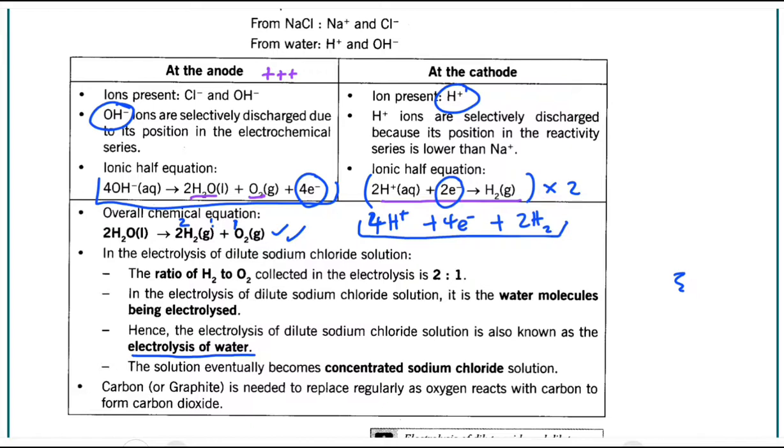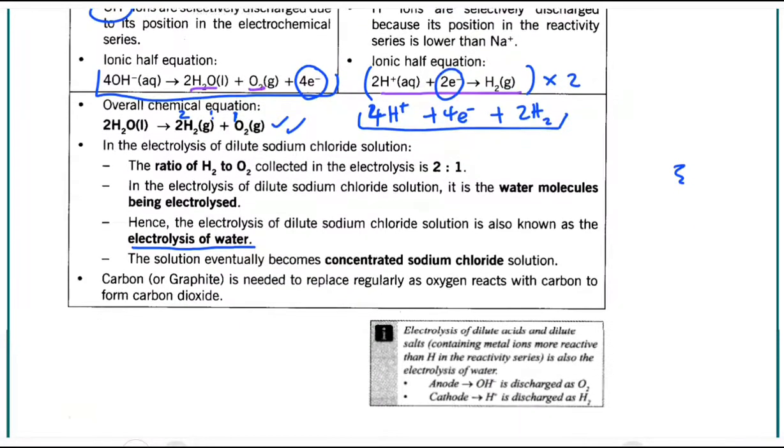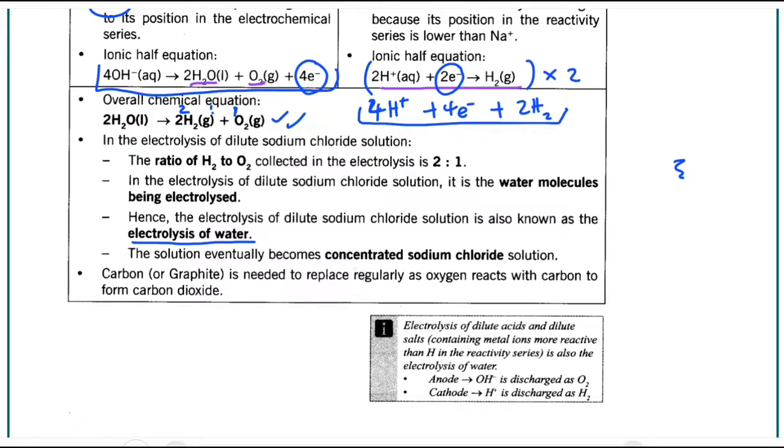And then we have the ionic compound just present as spectator ions. So the solution eventually becomes concentrated sodium chloride. So the more we are electrolyzing water, it means that we are losing the water. Because the water is being lost, it is discharged as oxygen, and the other one is discharged as hydrogen, right? So therefore, after a couple of times, we find that the solution now becomes concentrated, right?